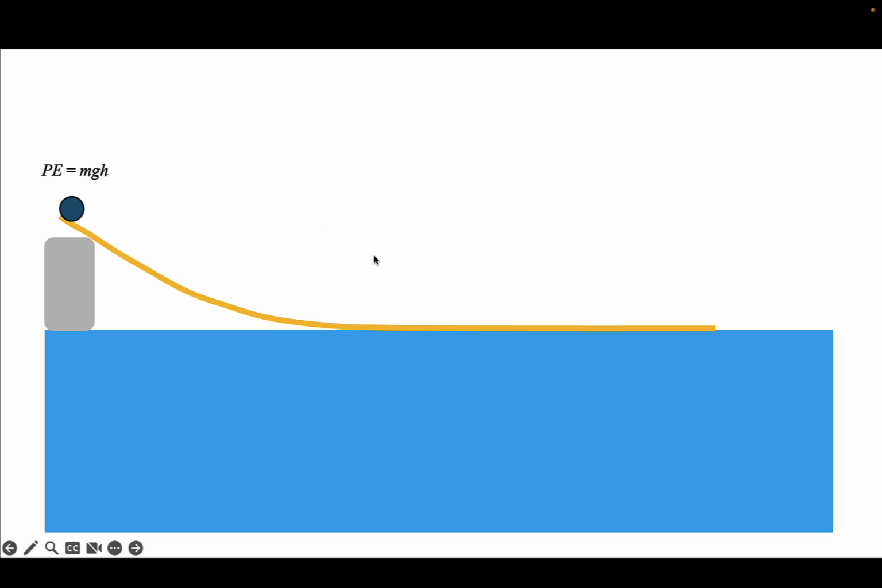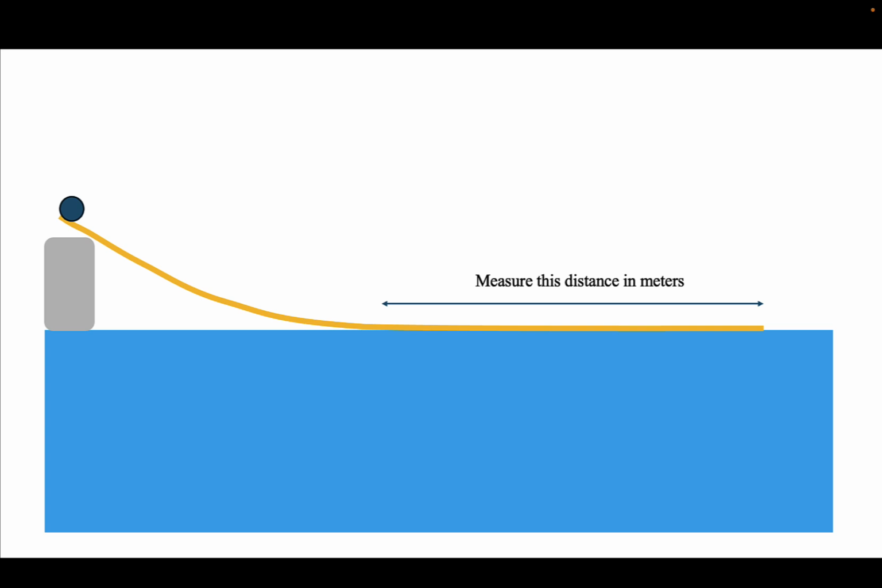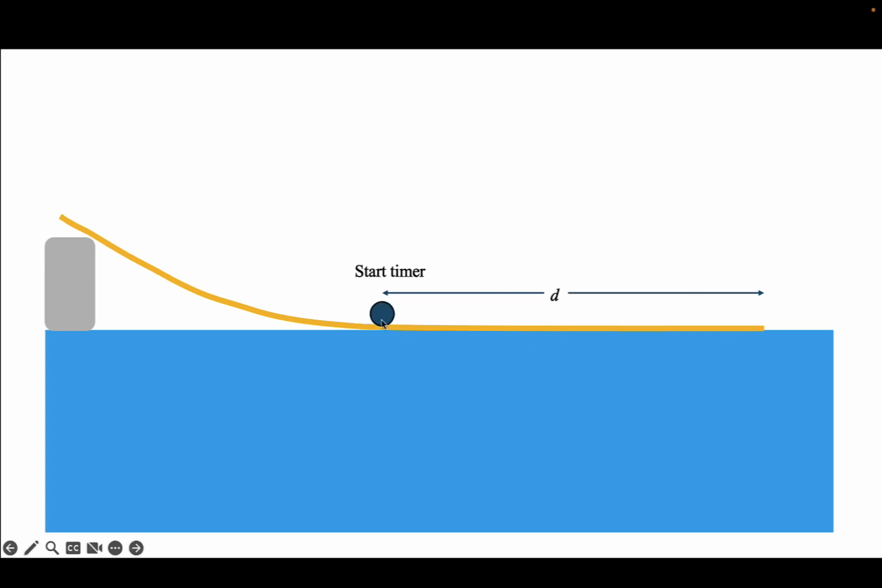And then we'll also measure the kinetic energy of the object when it reaches the end of this track. Okay, so the kinetic energy involves velocity, so we also need to measure velocity. So to measure the velocity, we need to measure the distance of the flat part of the track. Then start your timer as soon as the object gets here at the starting of this flat part, and then you'll stop your timer when it hits the end of this track.